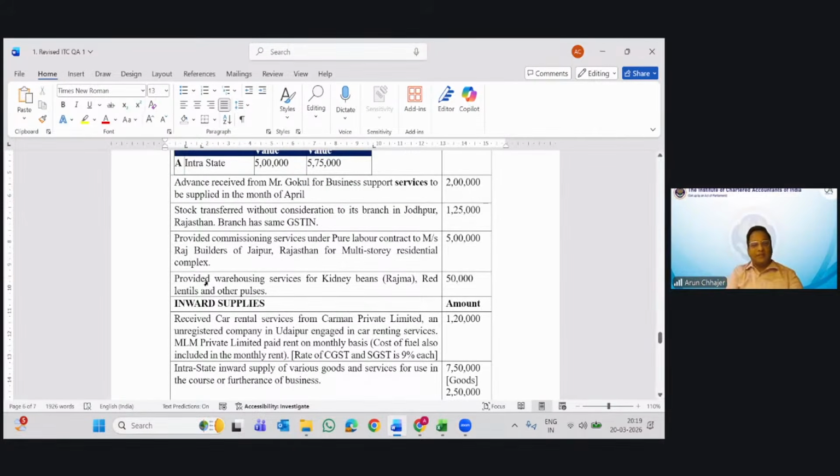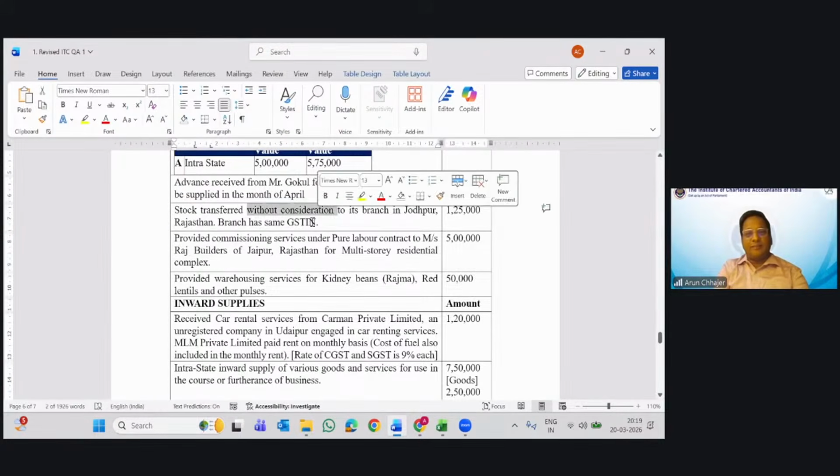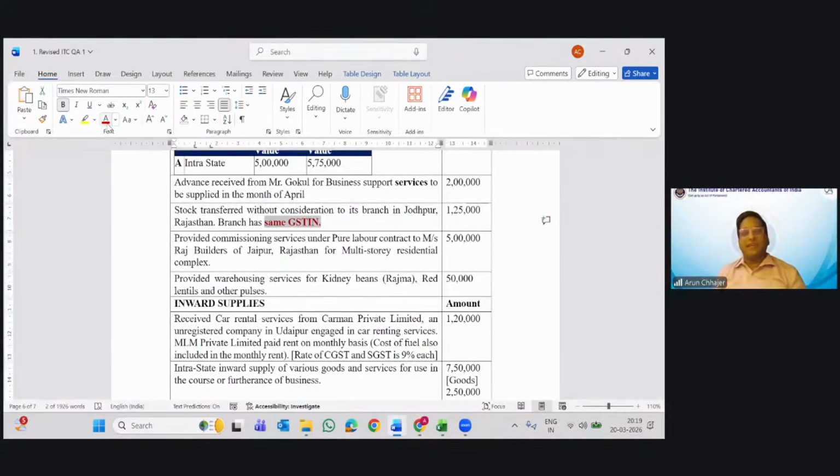It is a branch transfer, yes. It is without consideration, yes. But are they having the different GSTIN? No, same GSTIN. So if you go to schedule 1, which talks about supply of goods or service between related person or between distinct person. If the GSTIN is the same, are they distinct person? No.